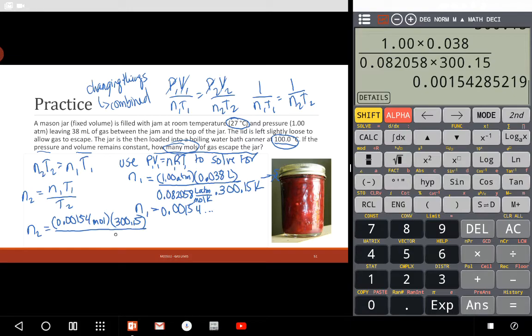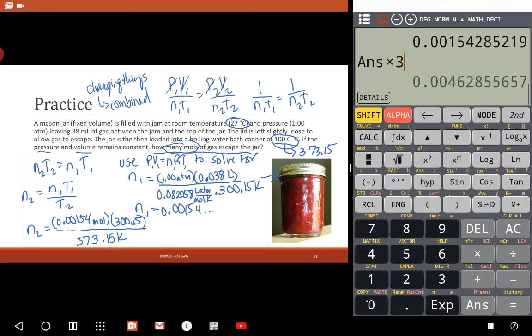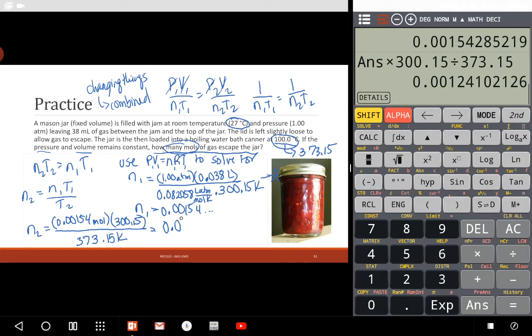And then my T2, I didn't calculate that. I can calculate that in my head. So that's 100. I got to convert that to Kelvin. That's 373.15 Kelvin. So I need to take my initial mole amount, and I got to multiply that by 300.15 and divide by 373.15. And so that tells me that my final N is equal to 0.00124 mole.